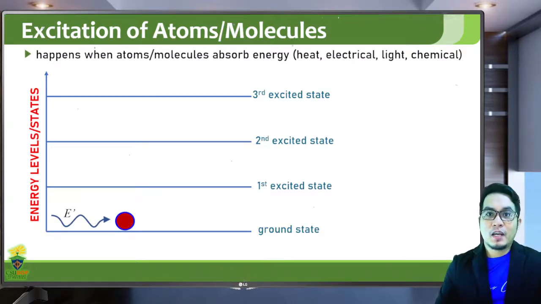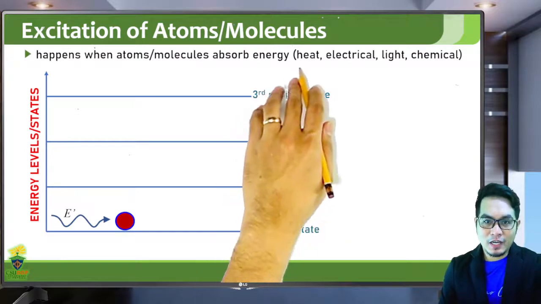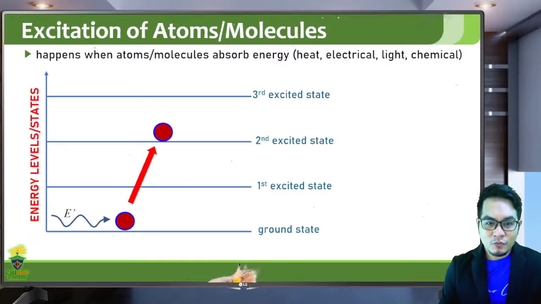So when we are awake, maybe that's our first excited state. And we are eating, we are working, that's our second excited state, and so on. So if an atom or a molecule absorbs energy by virtue of heat, electrical energy, light, or chemical energy, it can transition. It will be excited to a higher energy state or higher energy level. So, for instance, in this case, it transitions to the second excited state. So imagine a child eating too much sugar, too much candy. You will notice that the child will get excited, right?